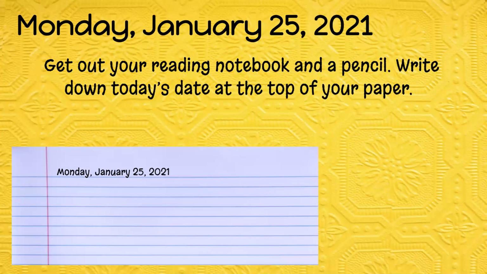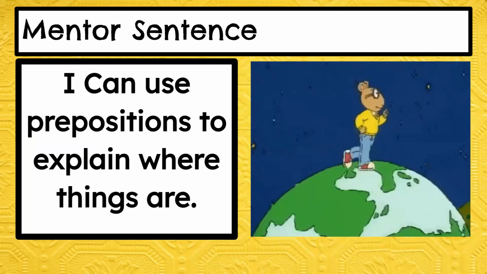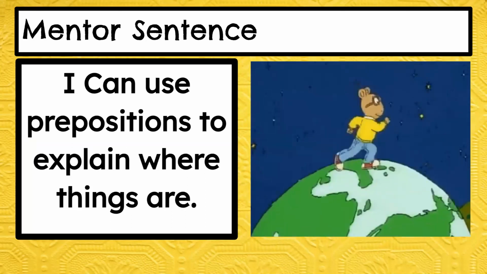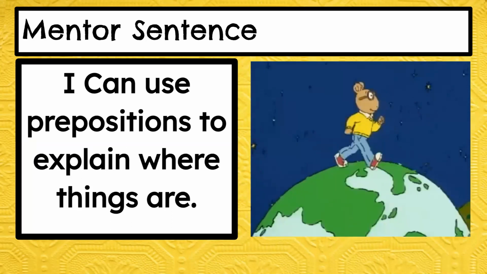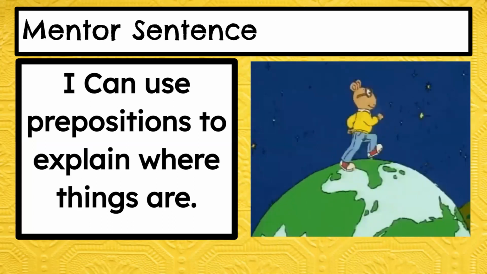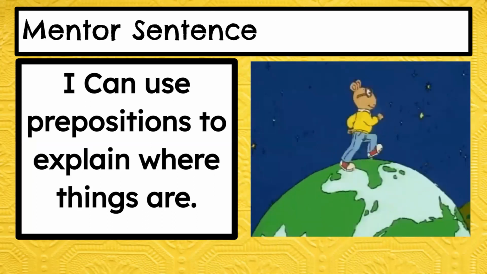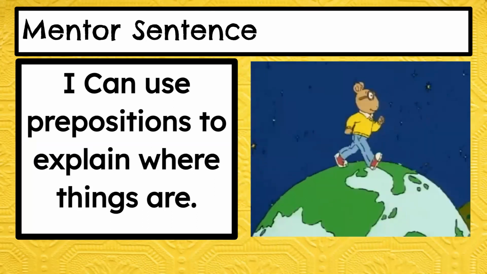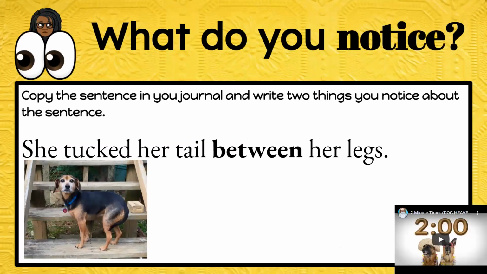Today we're going to get started with our mentor sentence rather than word work. So let's say our I can statement for our mentor sentence. Ready? Read. I can use prepositions to explain where things are. Well, guys, today we're going to learn something new. It's called a preposition. So what I want you to do is look at the sentence. What do you notice? Copy the sentence in your journal and write down 2 things you notice about the sentence.